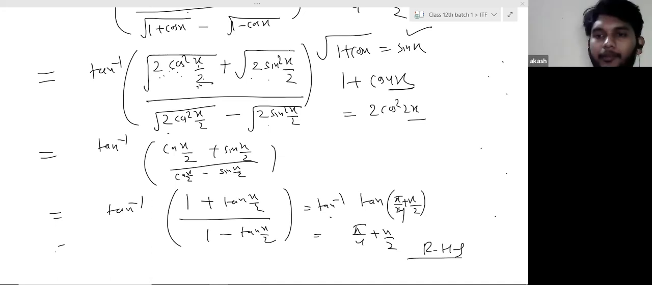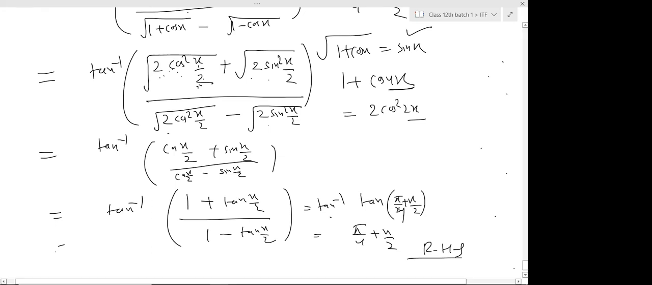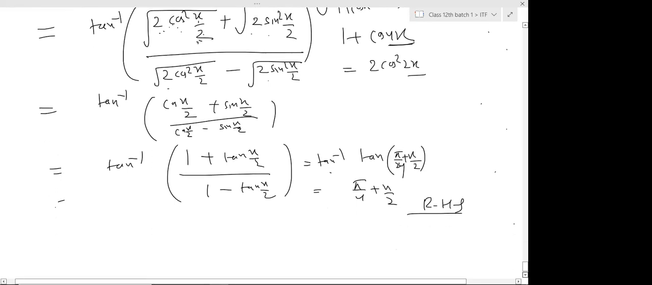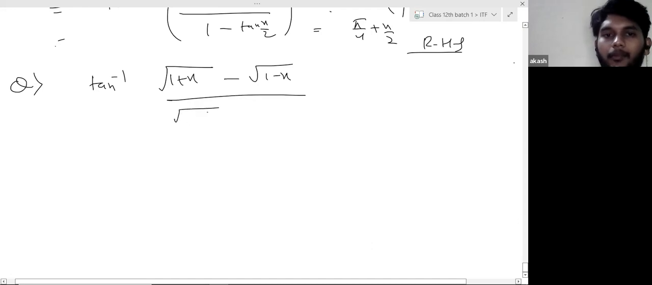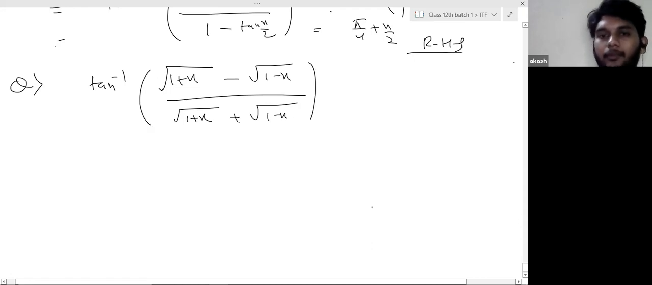Done, everyone? All right, next question. Tan inverse of under root 1 plus x minus under root 1 minus x upon under root 1 plus x plus under root 1 minus x. Try to find this value.